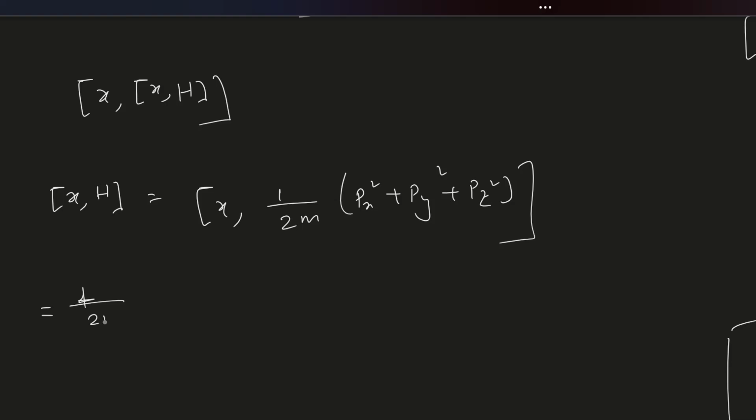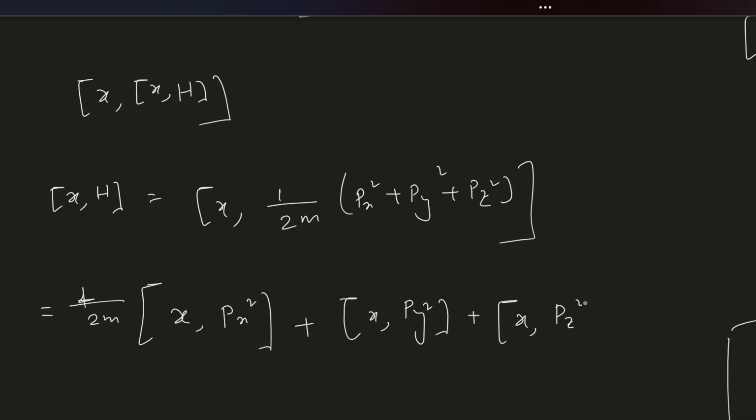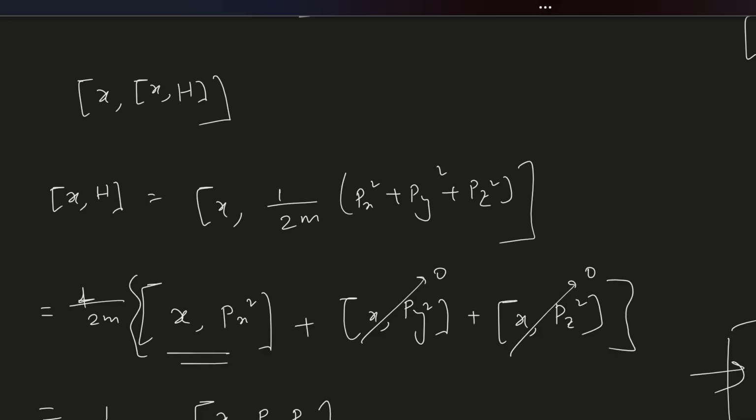So here 1 by 2m term comes outside because it's a constant. Then each of the terms will be taken separately with the plus signs inside, because that is a sort of a linear thing to do, right? Now very naturally [x, py squared] will go to 0 because they are different variables, and [x, pz squared] will also go to 0 without thinking much. So only relevant term is this. Now this means [x, px times px]. So this is similar to this kind of relation, only that b and c are equal in this case, but the relation remains same. So this is [x, px] and px outside plus px times [x, px] commutator bracket.